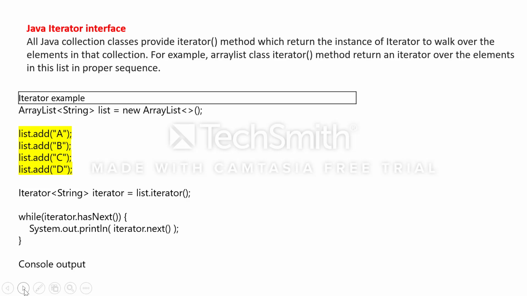So we have an ArrayList of String, a new ArrayList, and then the string values. Here the ArrayList class's iterator method returns an iterator over the elements in this list in proper sequence. We use hasNext, which we'll explain. Because we have to move in the forward direction, we put hasNext and iterator.next. So what will be the output of it? We just add to the list.